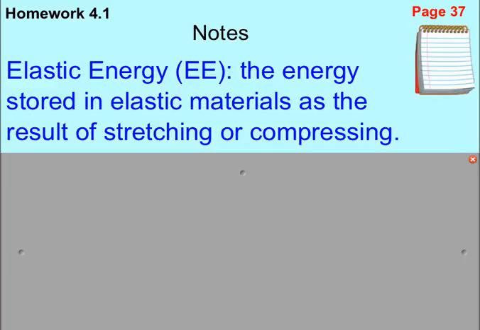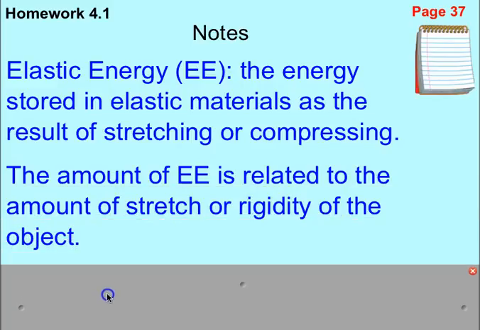This could come from a spring. This could come from a ball bouncing because it gets compressed. Now, the amount of EE, or elastic energy, is related to the amount of stretch or rigidity of the object. So if you stretch a rubber band further and further, you're going to have more potential energy.